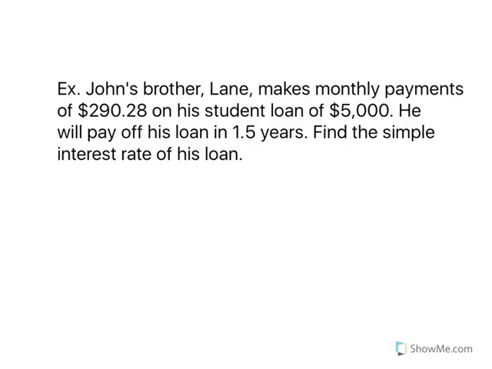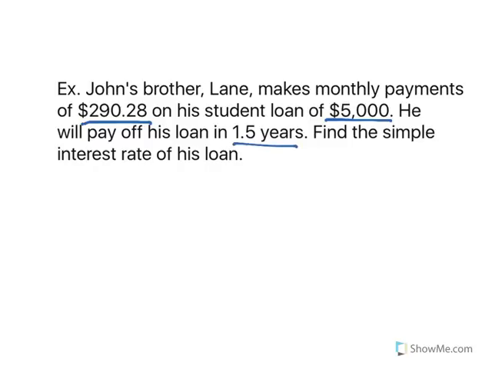Here's my last example. John's brother Lane makes monthly payments of $290.28 on his student loans of $5,000. He will pay off his loan in 1.5 years. Find the simple interest rate of his loan. So let's try to understand this problem. Lane has a loan of $5,000, and he's making payments of $290.28 a month on his student loans, and he's going to pay it off in 1.5 years.